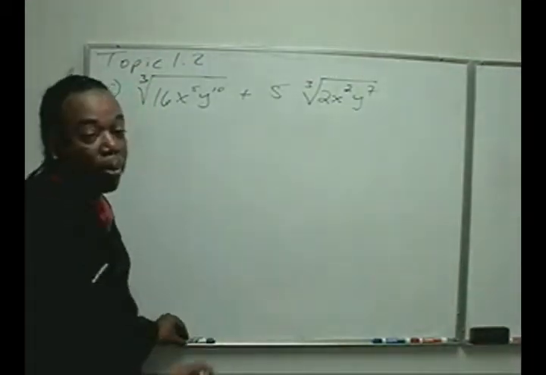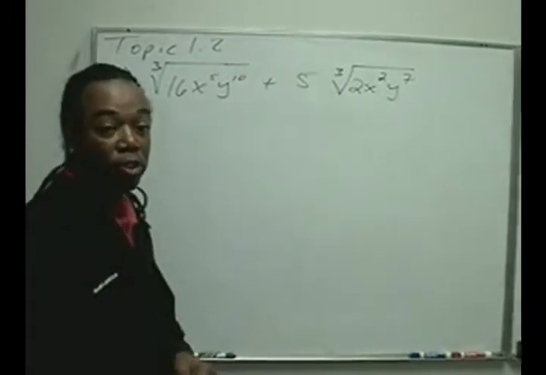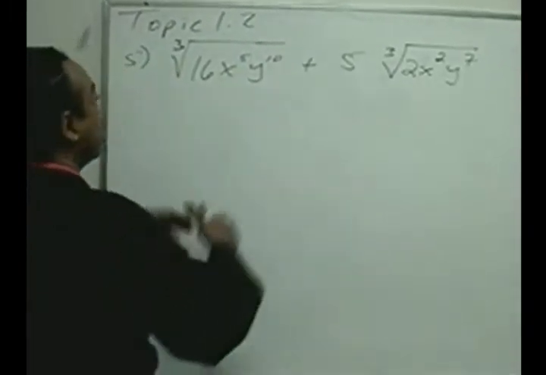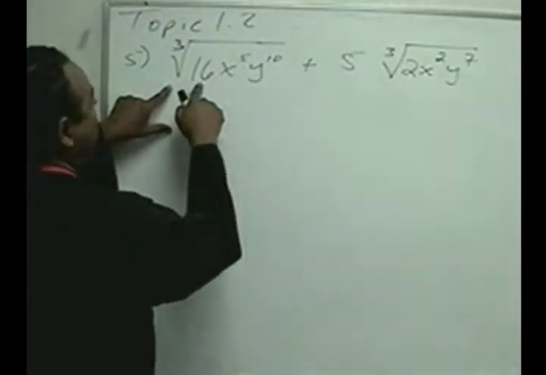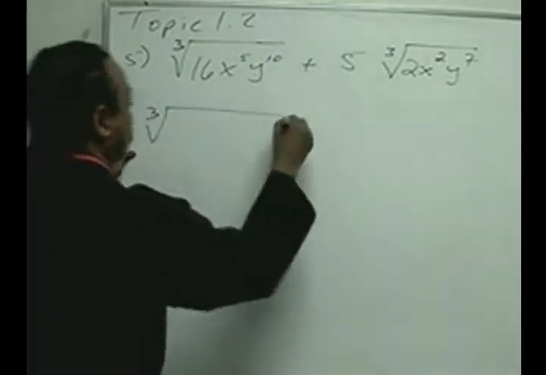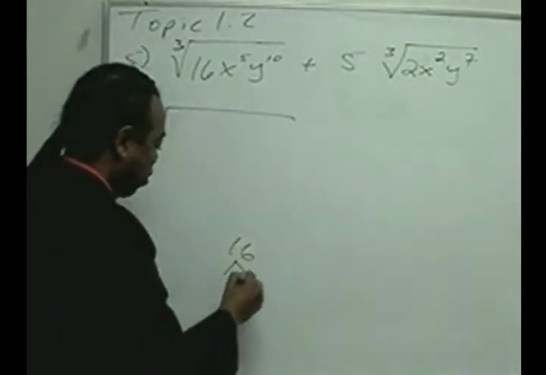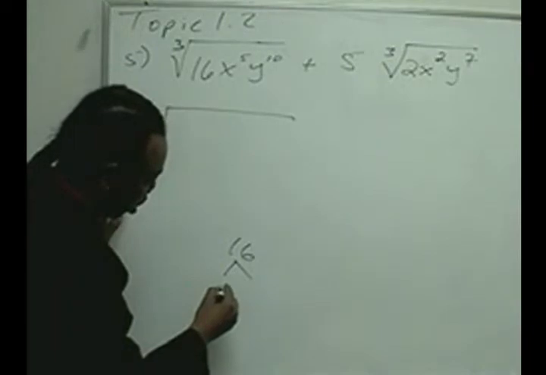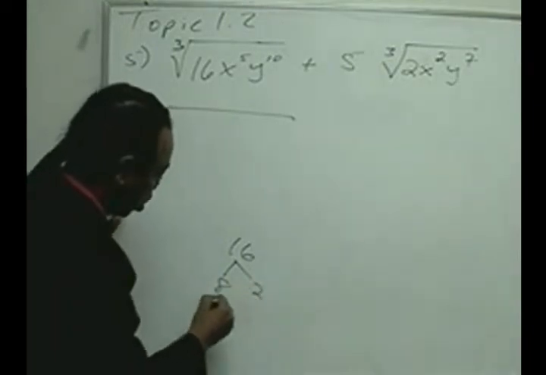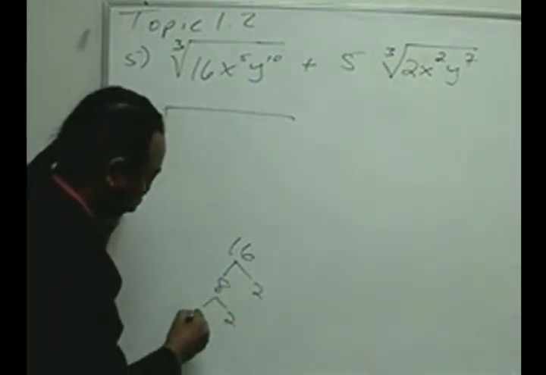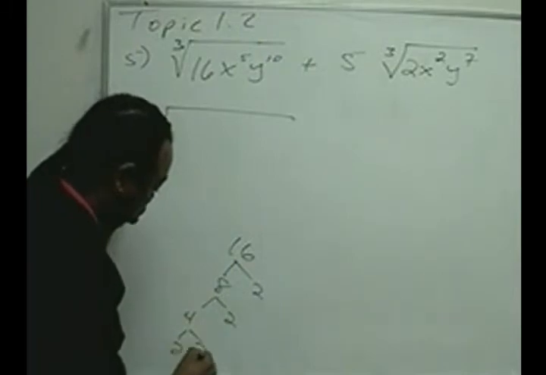Topic 1.2, problem number 5. We want to simplify these two problems. So, first let's take 16 and factor that. Let's try 8 times 2, and this factors into 2 times 4, and that factors into 2 times 2.